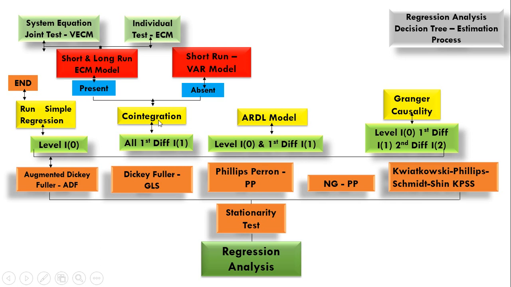And by the time you check for your co-integration result, you basically will be making a decision based on trace statistics, which is eigenvalue, or you make your decision based on the maximum eigenvalue. When you compare the two, the outcome tells you whether there's a presence of co-integration or an absence of co-integration in the model.